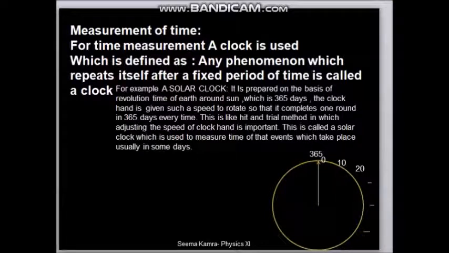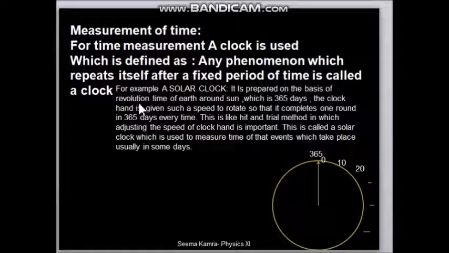Let us understand now the measurement of time. Students, for time measurement, a clock is used. And what is a clock? That we are defining now in a new manner. Any phenomenon which repeats itself after a fixed period of time is called a clock. Now this definition is new for you. Let us understand the meaning of this definition and the concept of measurement of time.